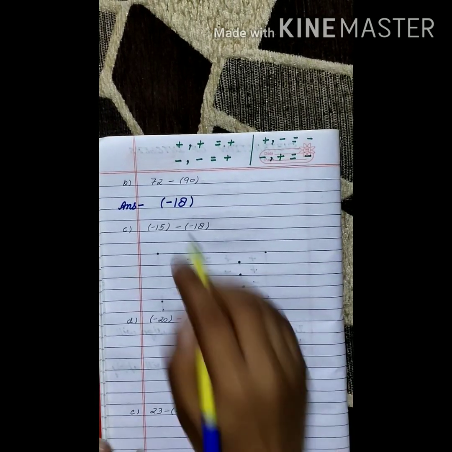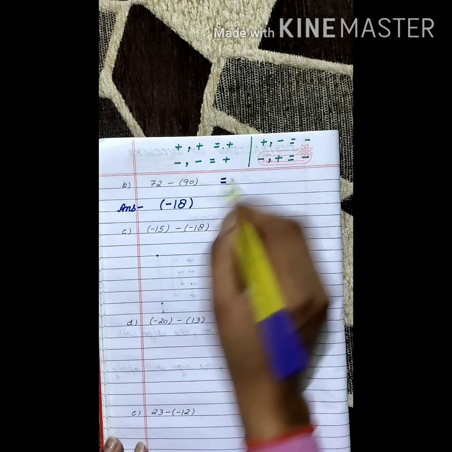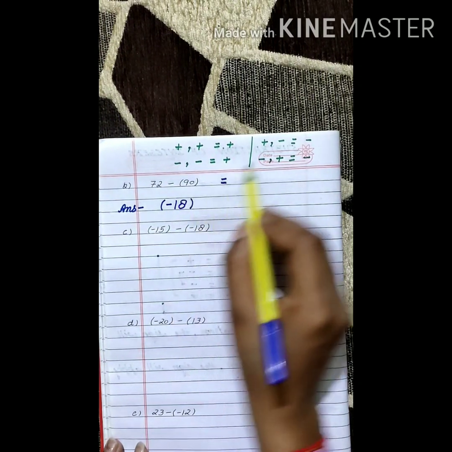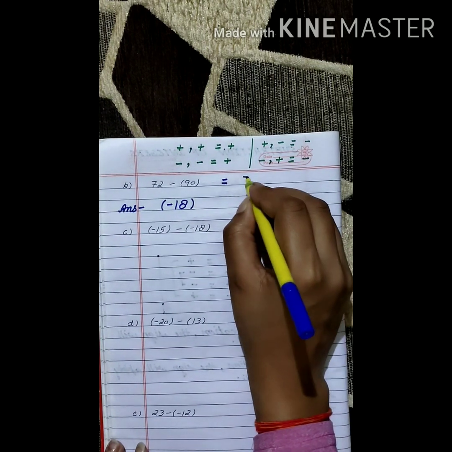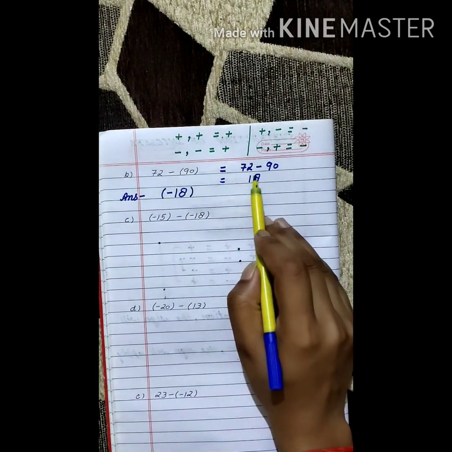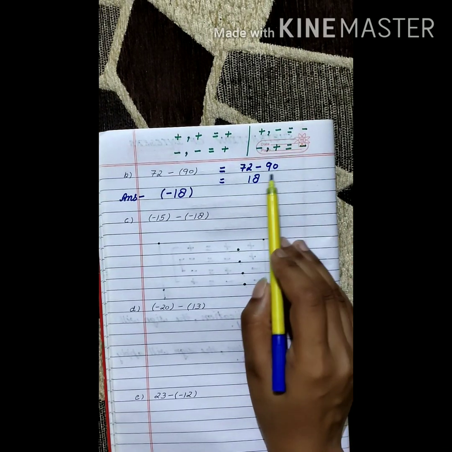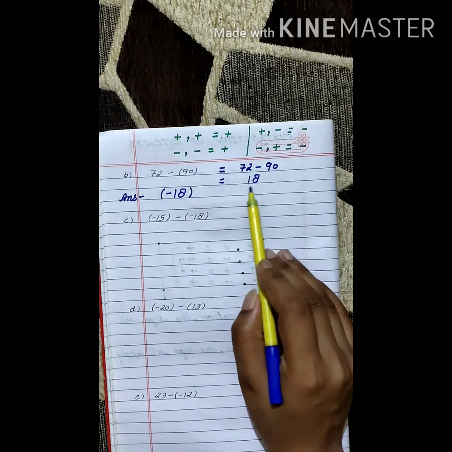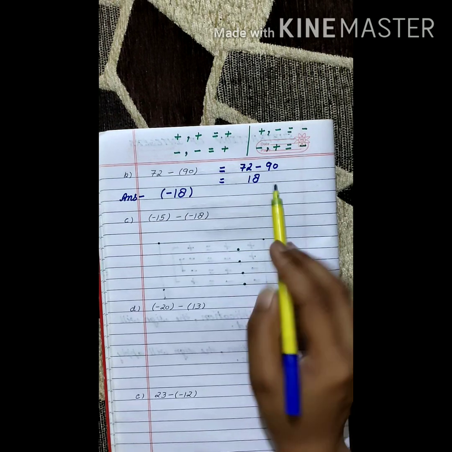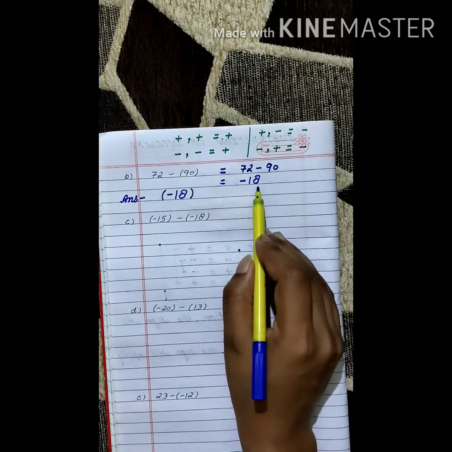Now let's understand B part. 72 minus 90, that is equals to, here there is no sign in bracket, that means it is positive, and minus plus is equals to minus, so it will become 72 minus 90. Now here 72 is positive integer and 90 is negative integer, and plus minus is equals to minus, so we will subtract these two terms. 90 minus 72 is equals to 18. Here 90 is negative integer and it is greater integer, so 18 is also negative integer. Therefore 72 minus 90 is equals to minus 18.